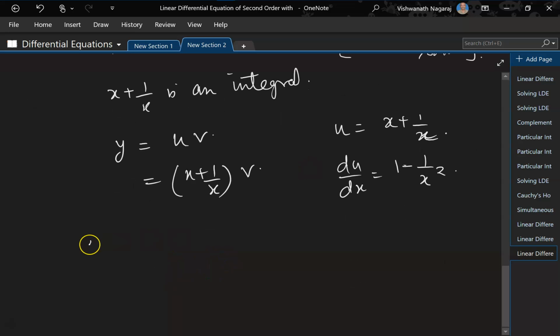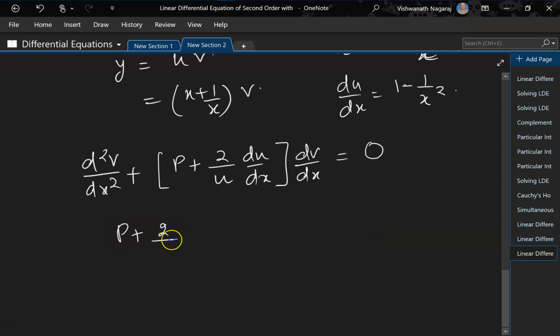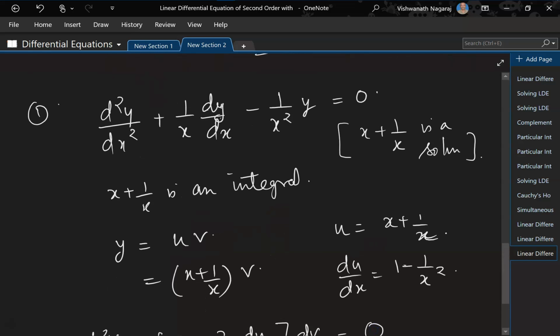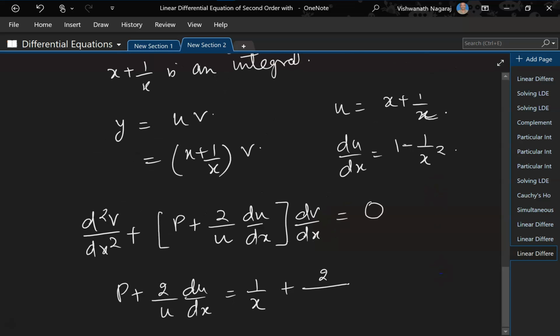So our equation will become d square v by dx square plus p plus 2 by u du by dx times dv by dx equal to 0. Now let's figure out what is going to be p plus 2 by u du by dx. P is what? P is this. This is Q. So P is 1 by x plus 2 by u. U is what? X plus 1 by x. So x plus 1 by x times du by dx is 1 minus 1 by x square.